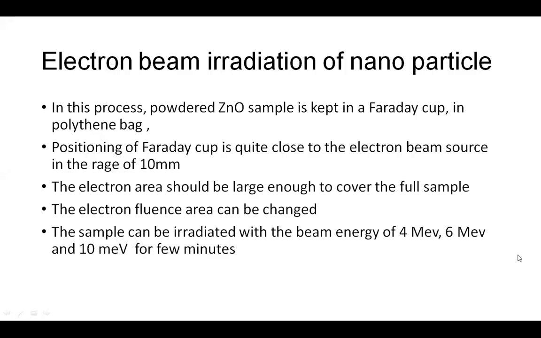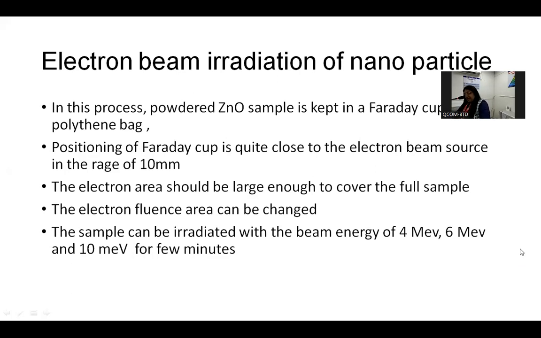You need to fill in a polythene bag. Then that powder is put in a ferrite cup. That cup is kept in exposure to an electron beam. You can get the electron beam from a magnetron, or there are plenty of other sources. That is a focused electron beam, and you need to choose the size of the electron beam according to your needs.